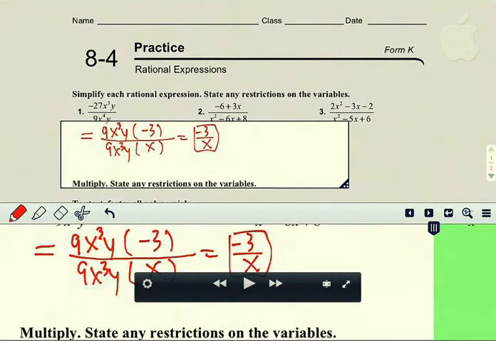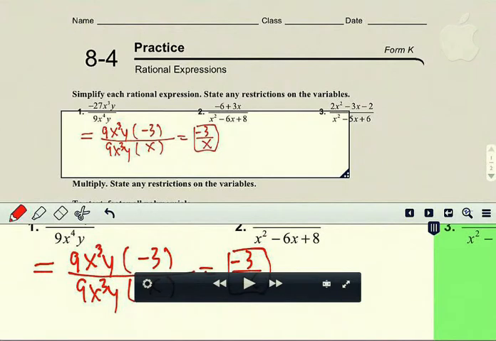Now to get the restrictions, you need to go back to the original fraction. You notice x and y are in the bottom. We can't divide by 0, so x cannot equal 0, and y can't be equal to 0. That's number 1.